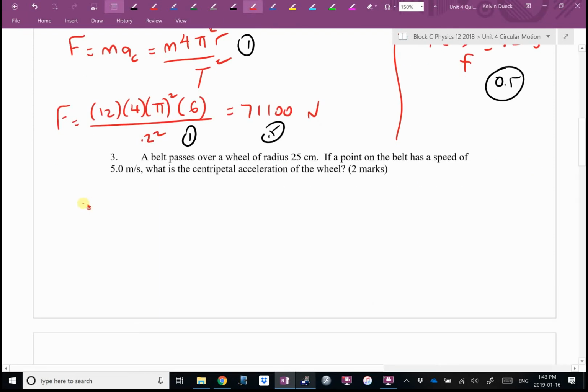Here, they want AC. I'm going to use V squared over R because they gave me a speed. This is really just plug and chug. It's going to be 5 squared over 0.25, and you get, is it 100 even? Should be 100 even, yeah? Meters per second squared. About 10 Gs if this was people. Not a good situation for people.